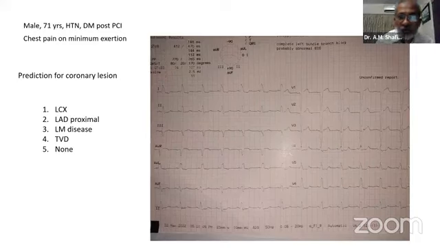So a patient having chest pain on minimum exertion, where could be the lesion? The patient has a previous stent on left main to LAD, and that is a bifurcation lesion, LCX.